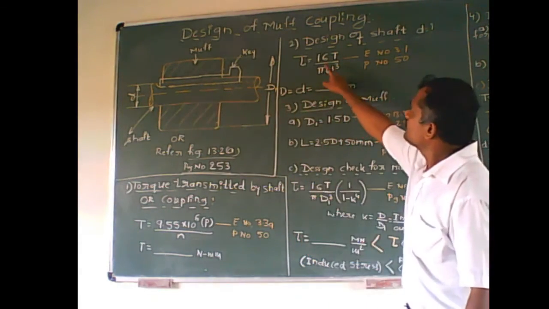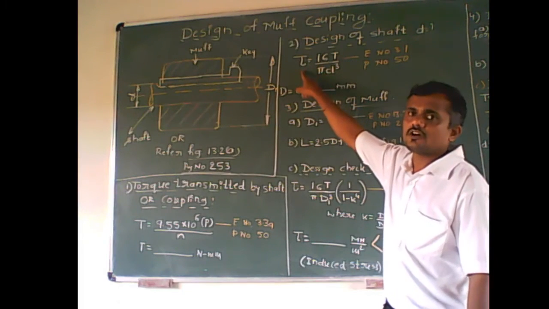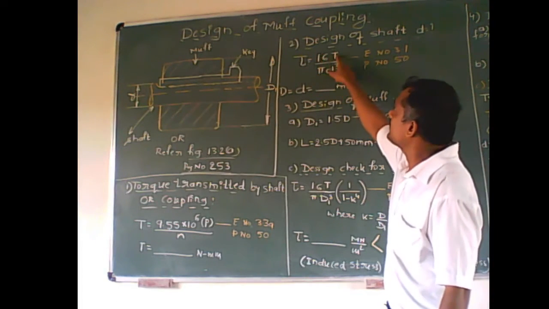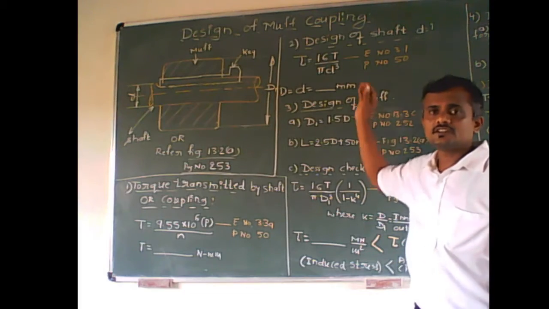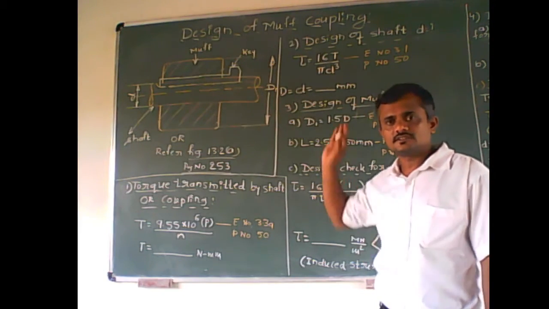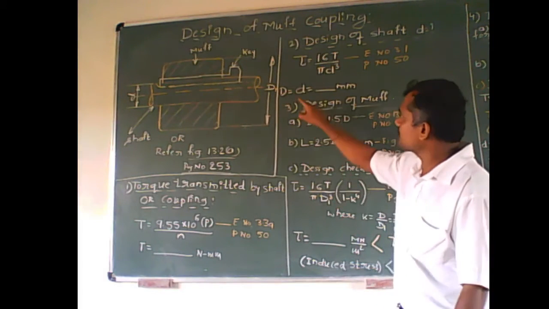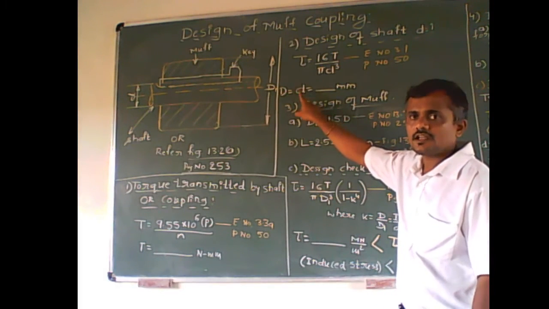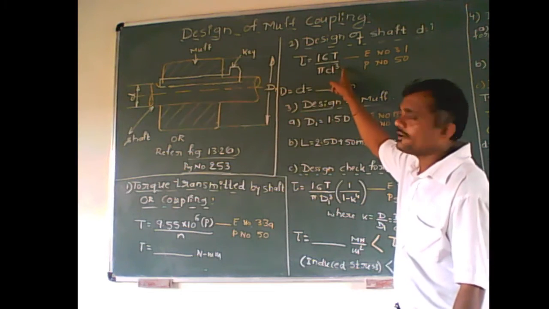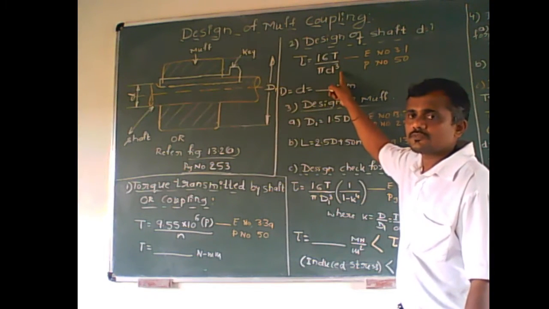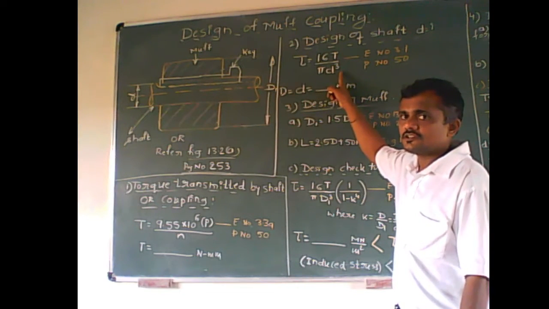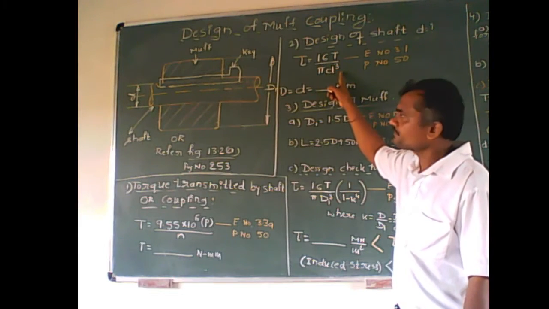So here, with the help of this equation, shear stress is equal to 16T divided by pi d cube. I think you are very familiar with this also. This equation is taken from the design of a shaft, where we are determining the value of d. Here I have written it as a small d. This equation is from the data handbook, in the chapter on design of a shaft.